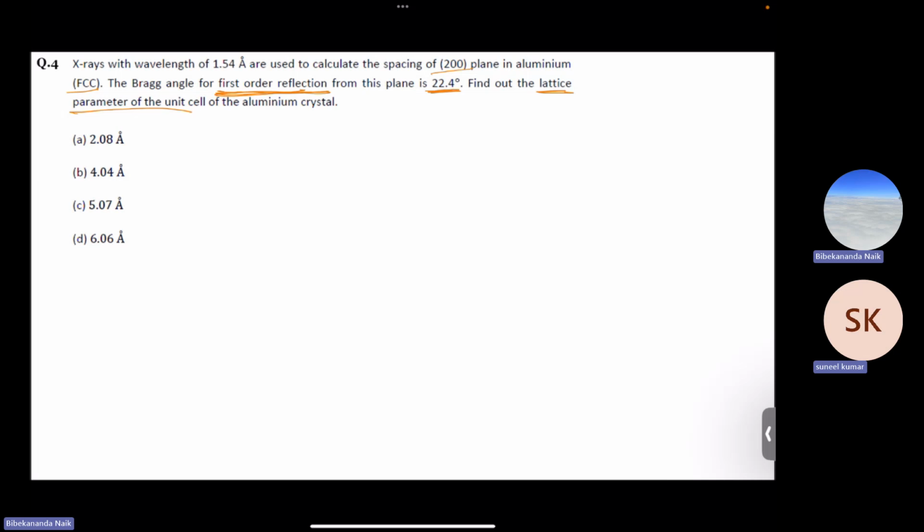Sir, is it 4.04 angstrom unit? Sir? So the correct option will be option B, it is 4.04 angstrom. Yes. One minute.